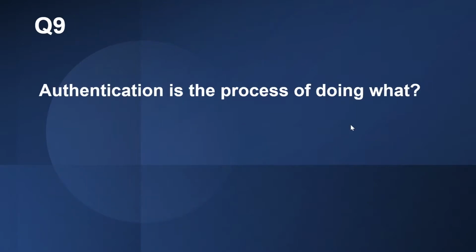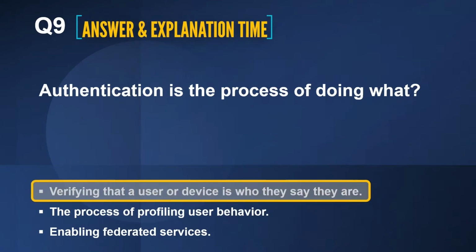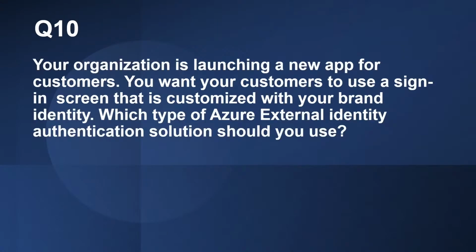Question number 9. Authentication is the process of doing what? The options are verifying that a user or device is who they say they are, the process of profiling user behavior, or enabling federated services. The correct answer is verifying that a user or device is who they say they are. Authentication is the process of verifying that a user or device is who they say they are. Let us look into the last question on this episode.